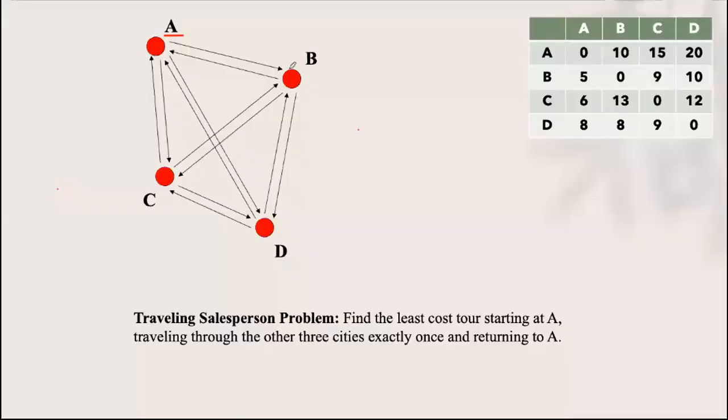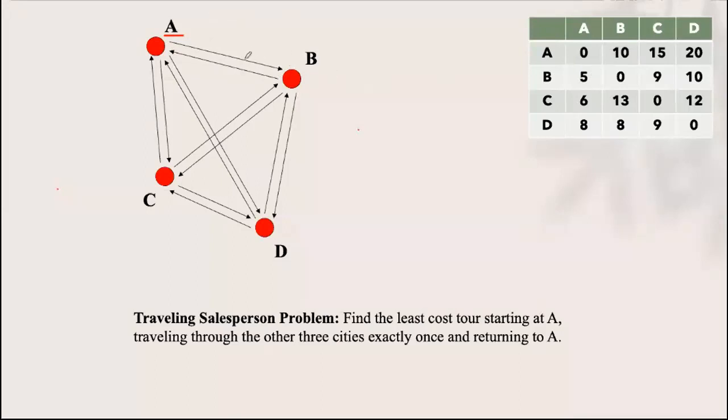In the traveling salesman problem, the given graph is a directed graph. Directed graph means from A to B there is one path with some cost, and from B to A there will be one more path with a different cost. These two paths are different, and the costs are different. You can see A to B is 10, B to A is 5.